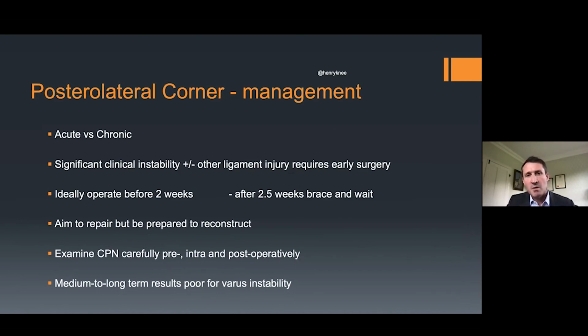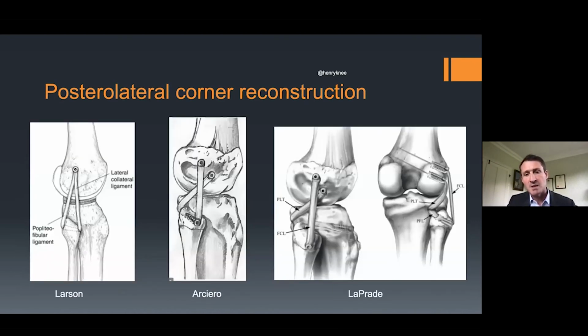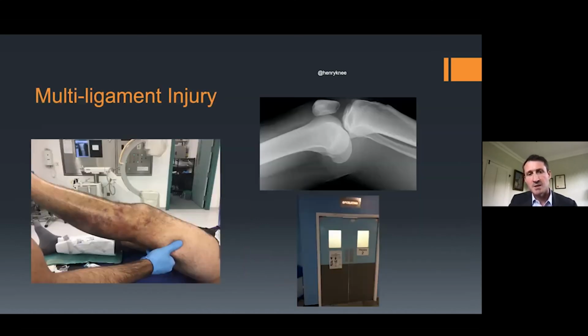So management of this very much depends on how it presents, and that is a talk for another day. But like everything, it's recognition and discussion with somebody who treats these injuries. You can repair the lateral side much more commonly than the other ligaments. You can actually stitch things back together, or you can reconstruct. There are various surgical techniques, and I won't go into this, but the three most common techniques used in most parts of the knee world are here, and most surgeons will use one or a combination of these techniques.